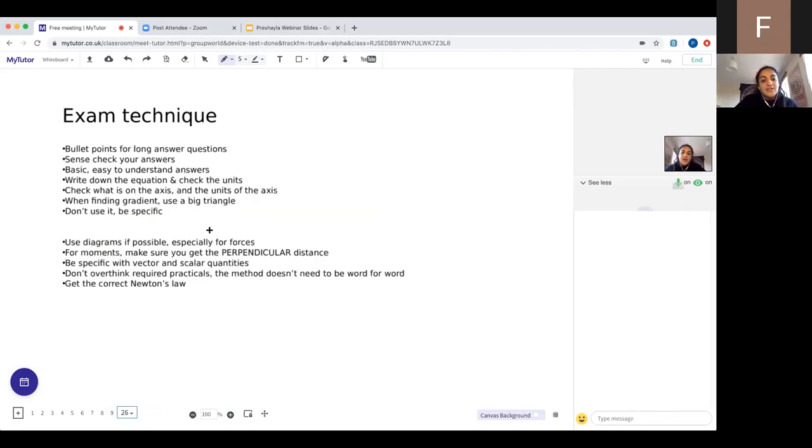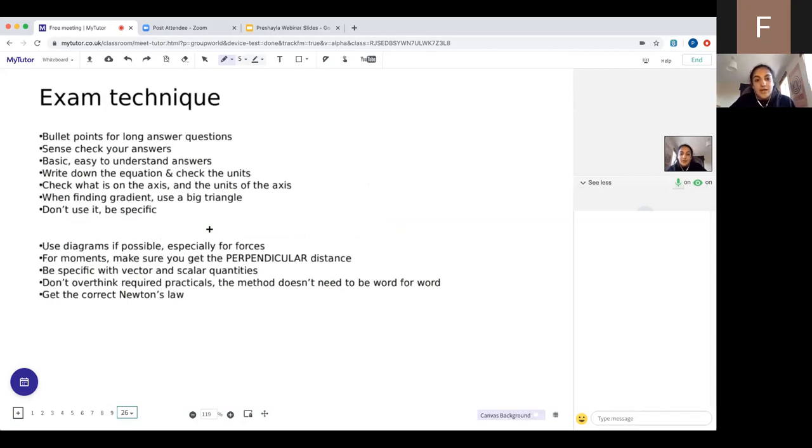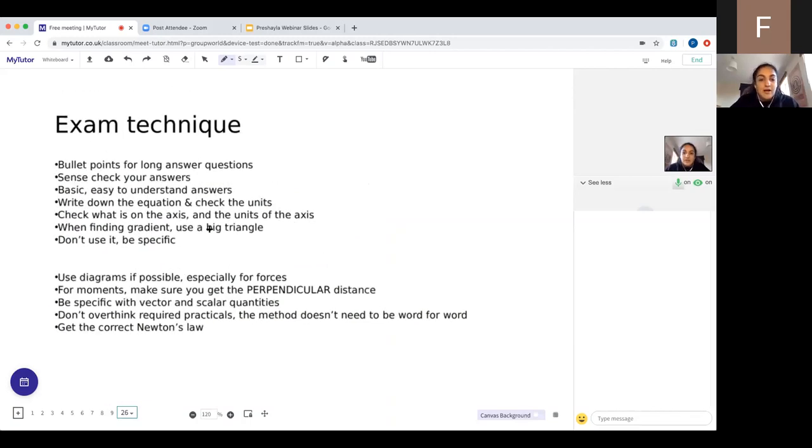Okay, so exam technique. What are my top tips for you guys taking exams? It doesn't just apply for the formal GCSE. Any physics exam that you do, these are some great top tips.